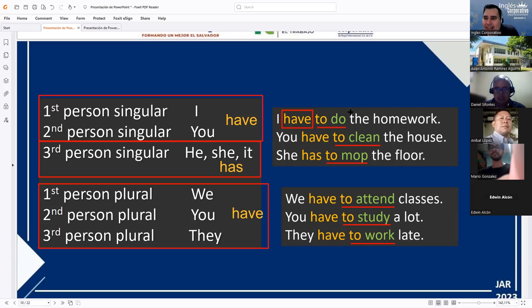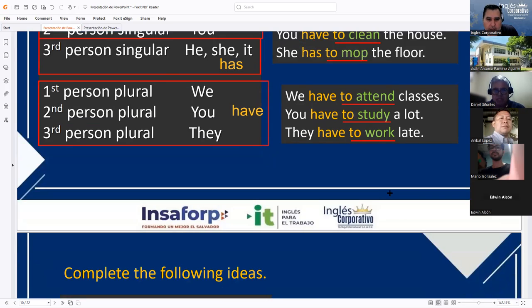So, obligations. I have to. Is there an option? No option. I have to. So, I have to do homework. You have to clean up the house. She has to mop the floor. We have to attend classes. You have to study a lot. They have to work late. Okay. Let's see.